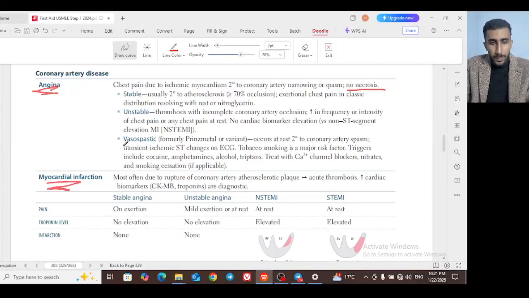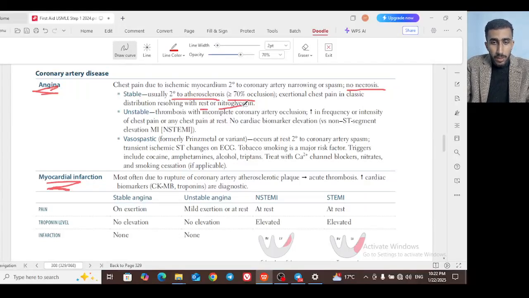So it is further subdivided into stable angina, unstable angina, and vasospastic angina. For stable angina, you always have atherosclerosis, more than 70% occlusion of the vessel, and you have exertional chest pain. At rest there is no pain, but when you exert yourself and put some strain on the heart, you will have the pain, and when you rest the pain goes off.